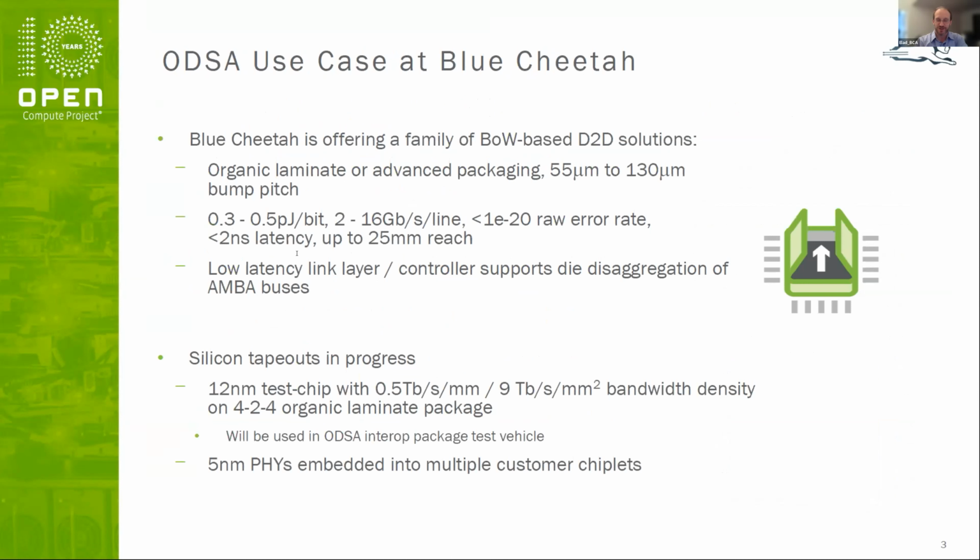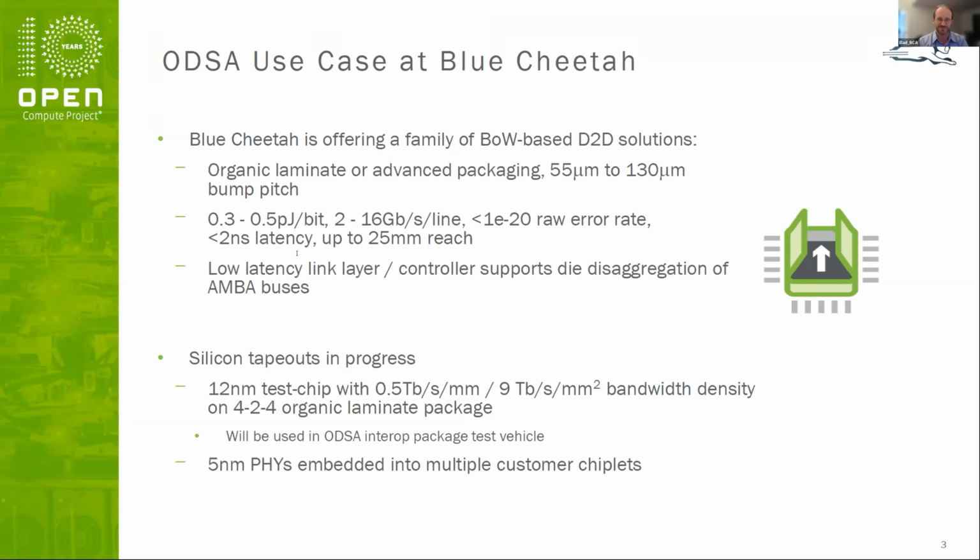Yeah, so in terms of products that we are offering based on ODSA, we're offering a family of BOW-based die-to-die solutions. These cover either organic laminate or advanced packaging. As I said in the beginning, BOW is fully appropriate for both. Anywhere from about 55 to 130 micron bump pitches. From an energy per bit perspective, again, state-of-the-art performance here, so 0.3 to 0.5 picojoules per bit. Anywhere from 2 to 16 gigabits per second per line.